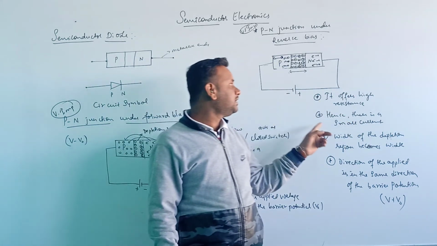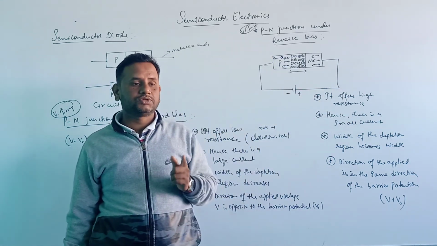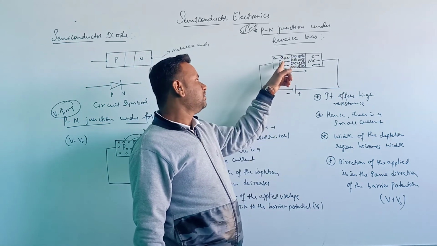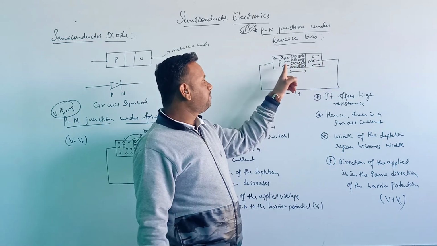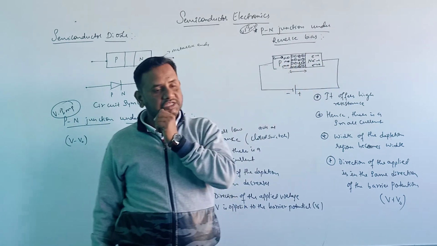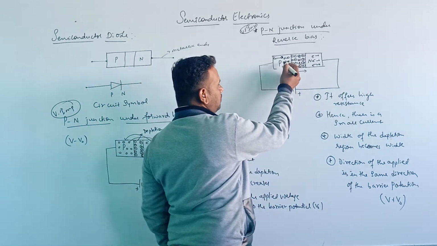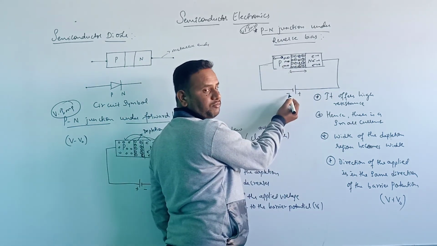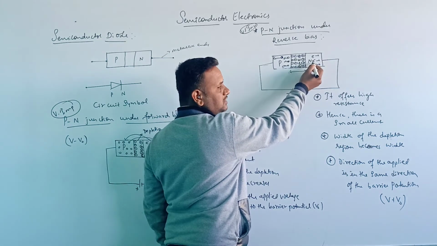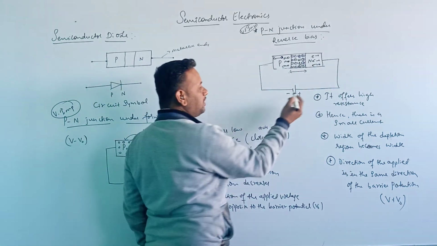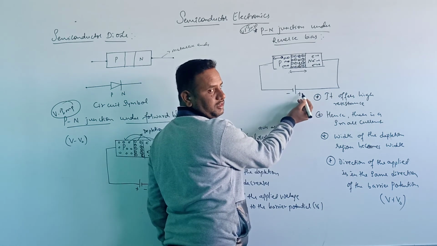This small current is mainly due to the minority charge carriers which are present in the P region and N region. In the P region, the minority charge carriers are electrons. These electrons will get repelled by the negative terminal, and here holes are the minority charge carriers, and these holes will get repelled by the positive terminal.